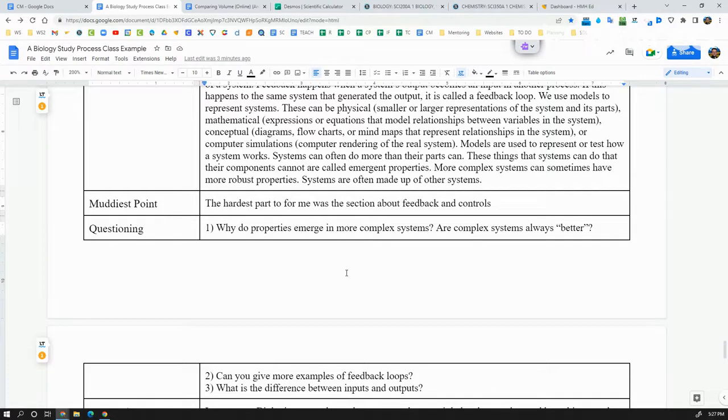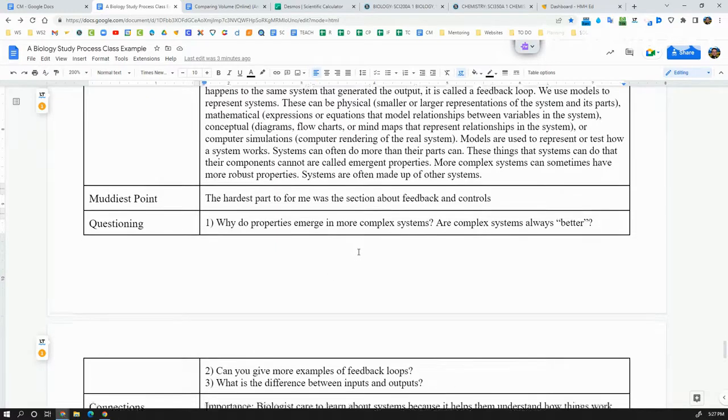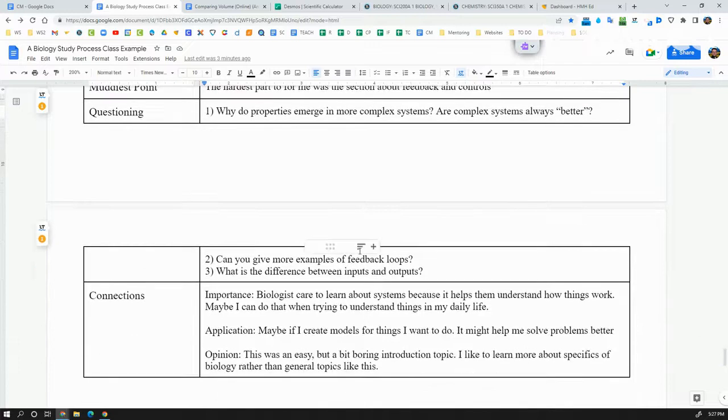Now, watch that separate video if you want to be good at coming up with questions, right? And sometimes it's just things that when you were reading, it's like, I want to learn more about that. The last thing that I would add in my notes is this section on connections.